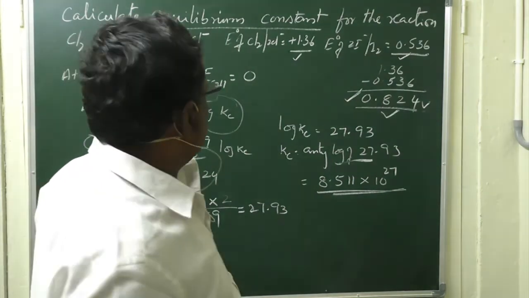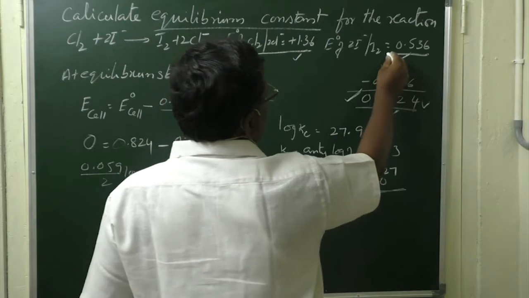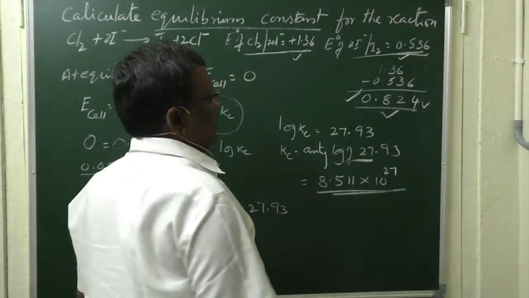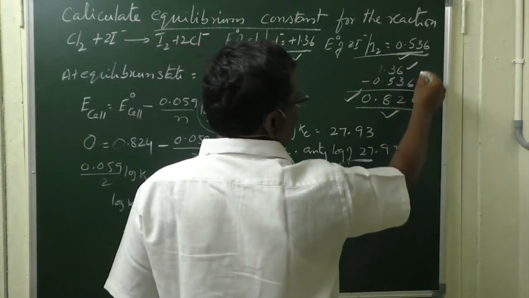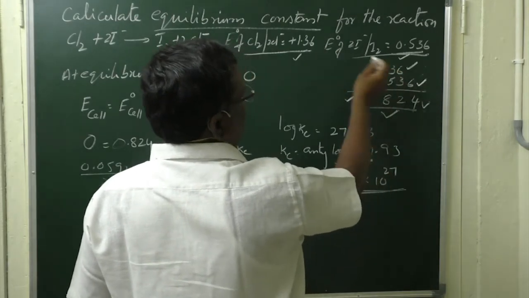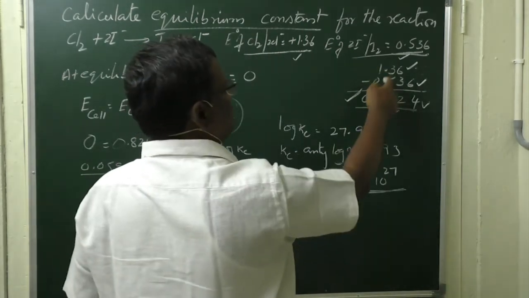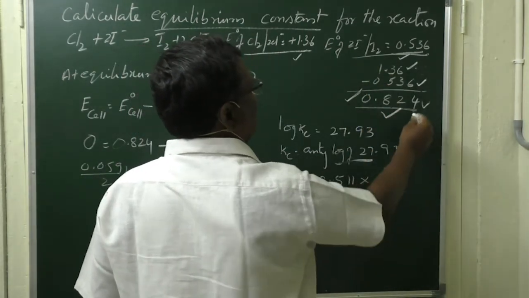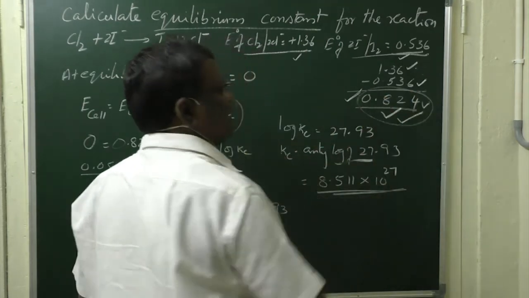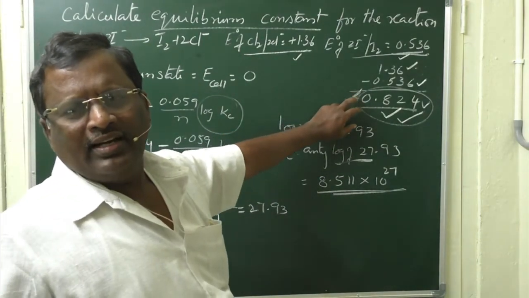So, the standard reduction potentials of chlorine electrode is 1.36 and standard reduction potential of iodine electrode is 0.536. So, EMF of the cell at their standard conditions is, here potential of chlorine is more than iodine, so it will act as cathode and iodine will act as anode. So, the difference of these two is 0.824. This is EMF of the cell when two electrodes are at standard condition.